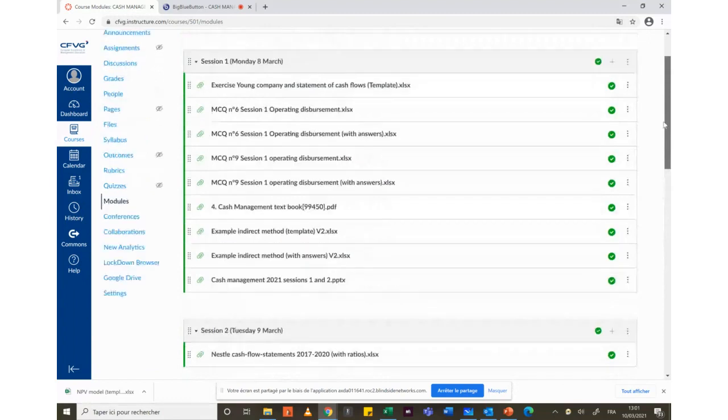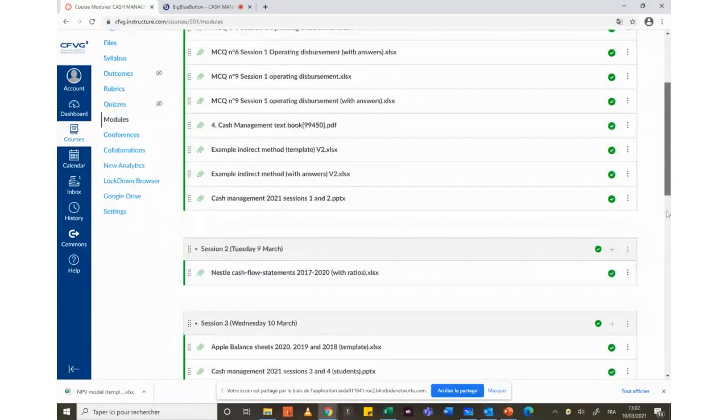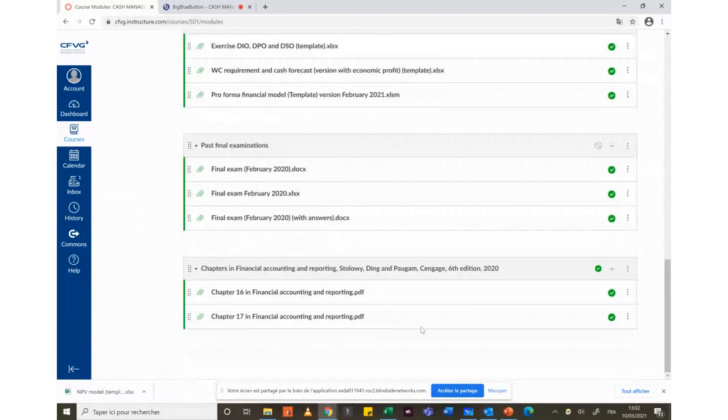In the cash management 2021 session 1 and 2, normally you have the correction of what we did, the MCQ, and you have the charts used during the course, and I said I will put in the PowerPoint. So normally it's complete. You have all you need for the revision in the slide of the session 1 and 2. And if you have some difficulties with the statement of cash flows, you can go to the chapter 6 and chapter 17.